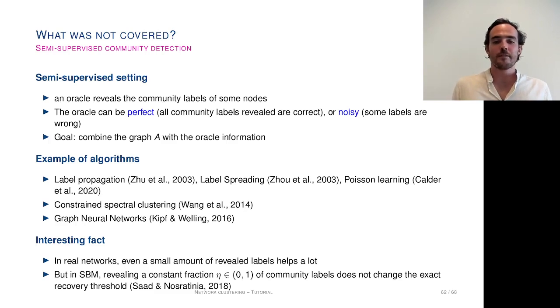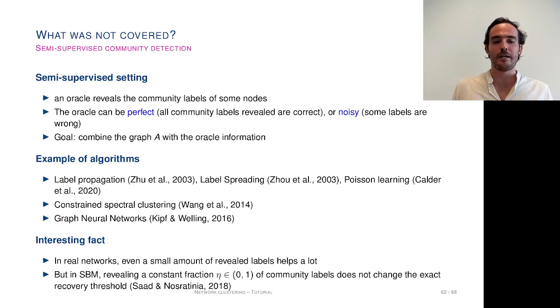And an interesting fact is that if you take a real network and you compare, for example, an unsupervised clustering algorithm, let's say spectral clustering, versus a semi-supervised clustering algorithm, let's say Poisson learning or GNN, you will find that the semi-supervised very often performs much better. Right? It's an observation that we can make empirically. So even when you reveal a small amount of labels, it tends to help a lot in the problem of community recovery.